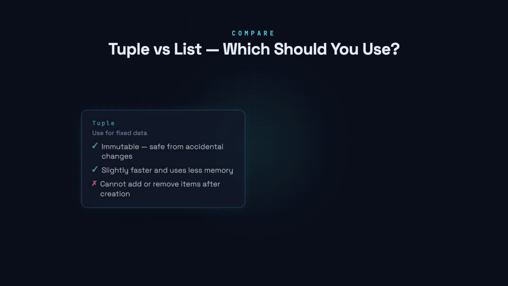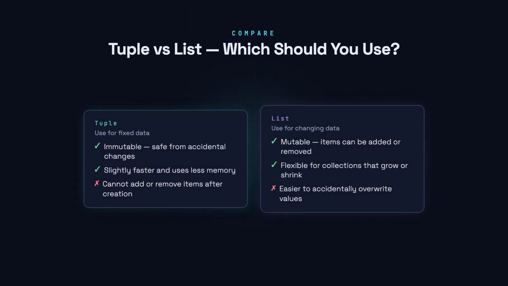The key difference is mutability. Reach for a tuple when your data is fixed, like a coordinate or a date. Reach for a list when your collection needs to grow, shrink, or change over time.